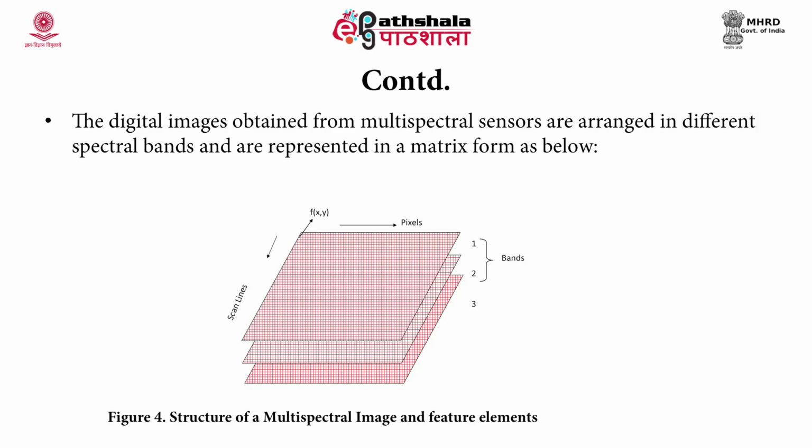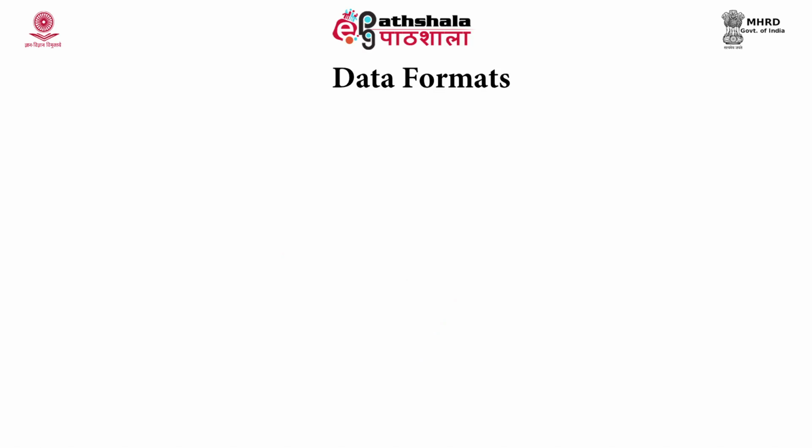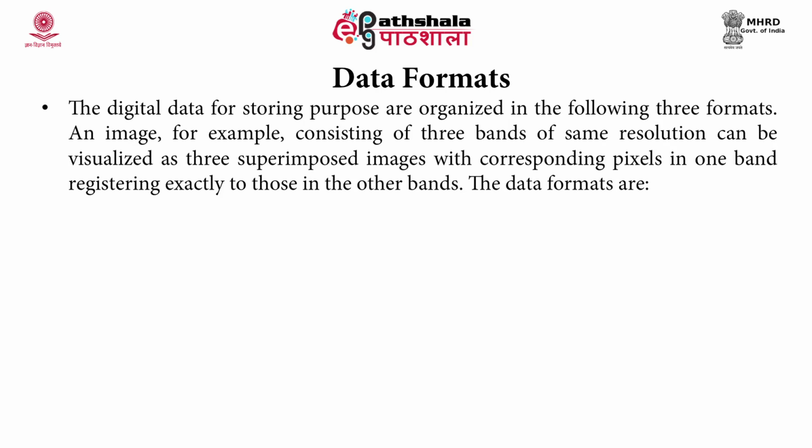The digital images obtained from multispectral sensors are arranged in different spectral bands and are represented in matrix form as shown below. For example, you can see the scan line, the pixels and the 3 bands that make up the composite in a multispectral image. Now, coming to data formats, the digital data for storing purposes are organized in the following 3 formats. An image, for example, consisting of 3 bands of the same resolution can be visualized as 3 superimposed images with corresponding pixels in one band registered exactly to those in other bands.